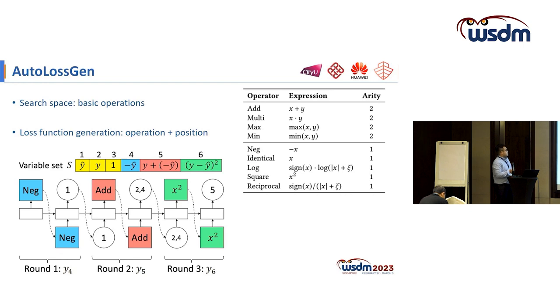And also, the first three of the variable set are fixed as the initial state, which stand for the prediction, the ground truth, and the constant respectively. This process visualizes how we could generate the MSE loss by AutoLossTrain, like this.